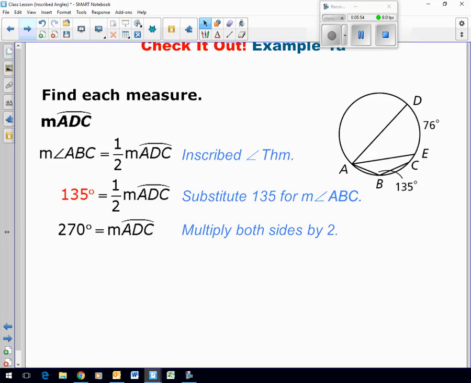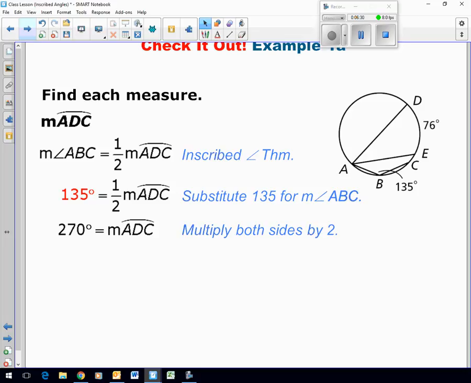Okay? So, check it out. That's about as tough as we can make it. How would we find the measure of ADC? Oh boy. Check it out. We know right now that all of this, ADC, that entire thing is going to have to be how much? ABC is 135 degrees, right?